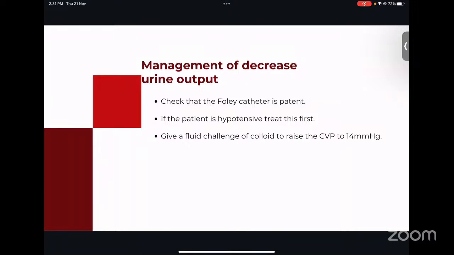To manage patients with decreased urine output, first of all, check the Foley catheter to see if it is patent or not. If the patient is hypotensive, treat the cause of hypotension first. Give a fluid challenge of crystalloid and colloid to raise the central venous pressure to at least 14 millimeters of mercury.